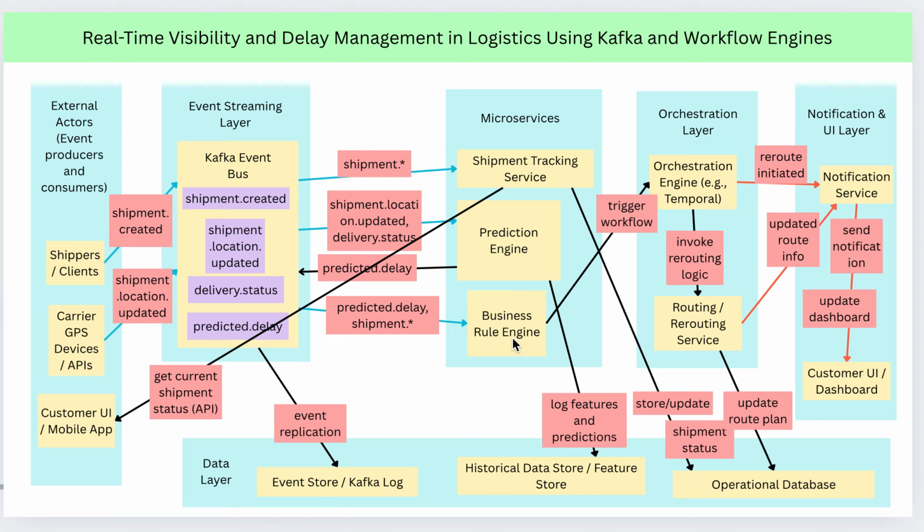Then we have the business rule engine. This listens to predicted.delay and shipment.start topics, and applies predefined or dynamic rules. For example, if delay is greater than 2 hours, then priority should be high. Reroute immediately. If a rule is triggered, it sends a command to the orchestration engine. This layer transforms raw data into actionable intelligence.